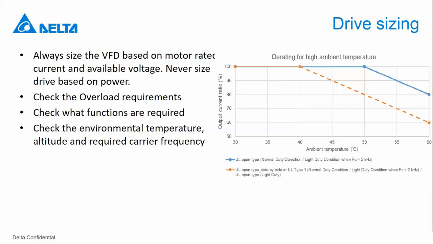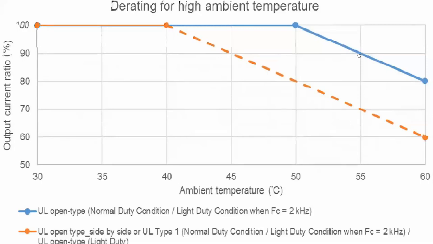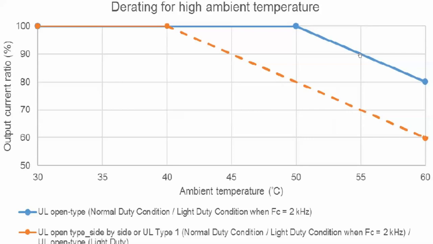So for instance, you can check here a typical derating graph for high temperature. In this case, if the ambient temperature is 55 degrees, then you will, depending on the drive that you select, have to derate by 90%. So that means you will have to check the rated current of the drive. If the drive is rated at 20 amps, you have to derate by 10%. So that means you have to multiply 0.9 by 20, and that will give you 18 amps. So if 18 amps are not sufficient to run the motor that you wish to control, then you will have to choose a higher power model of drive.